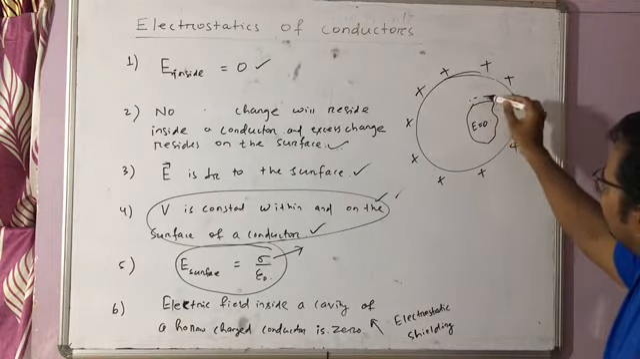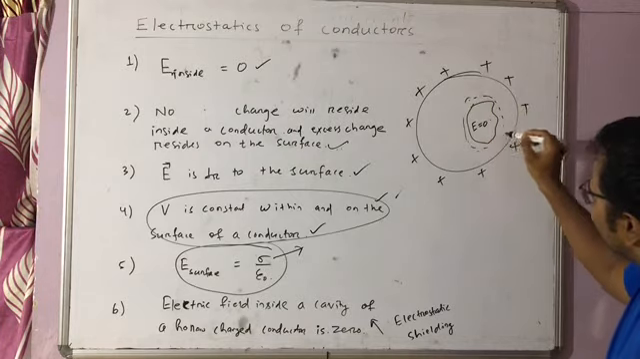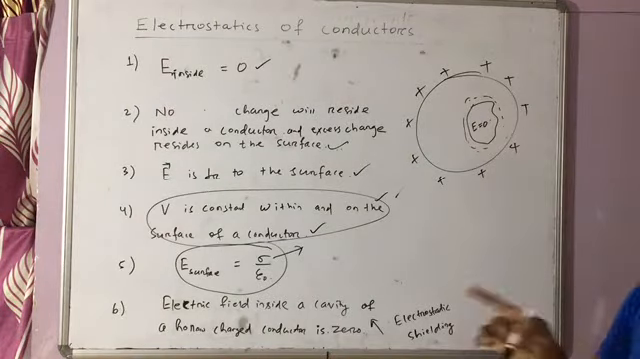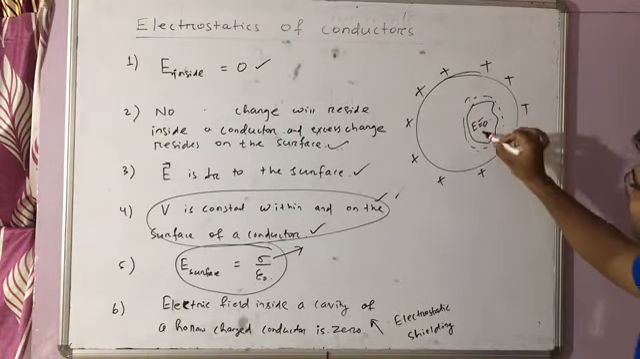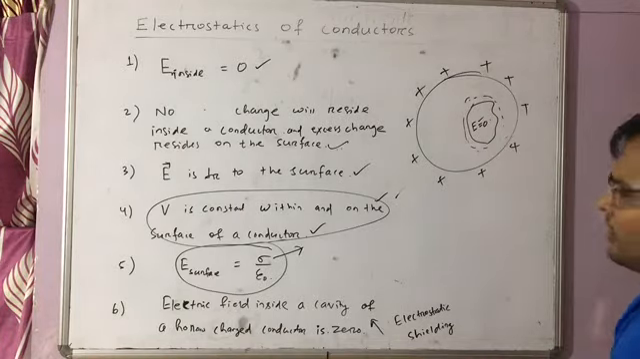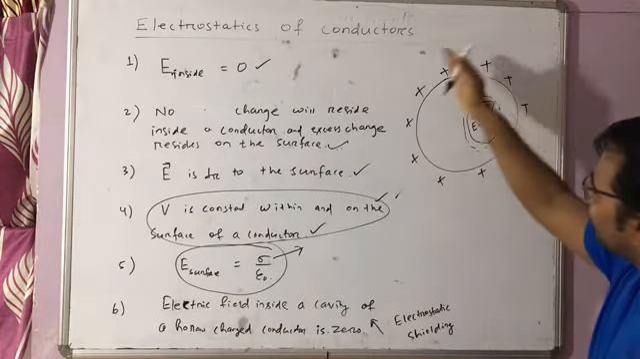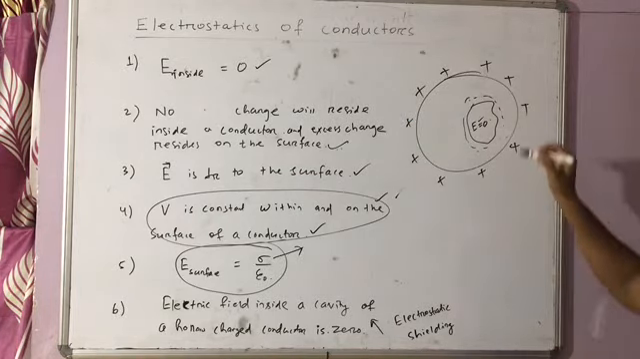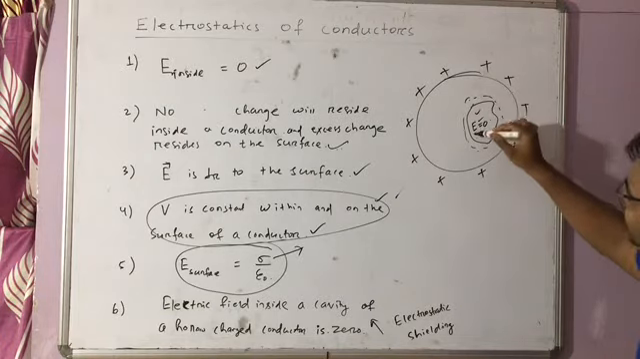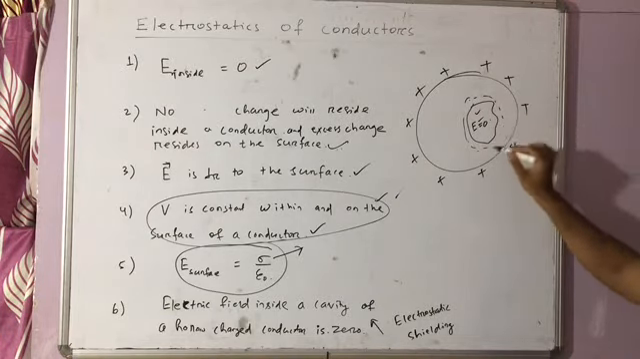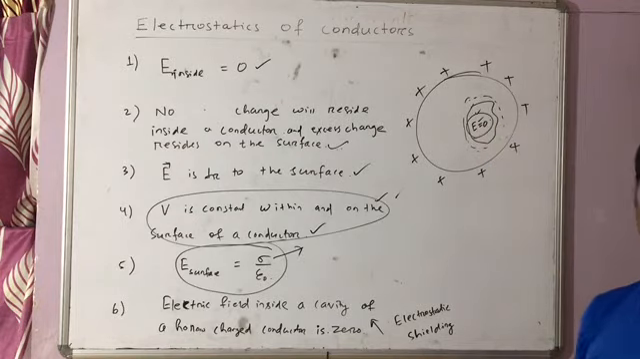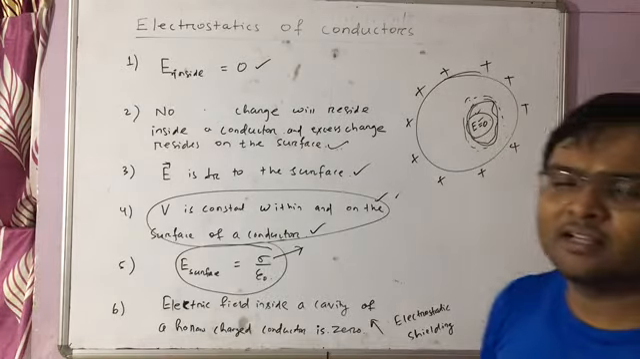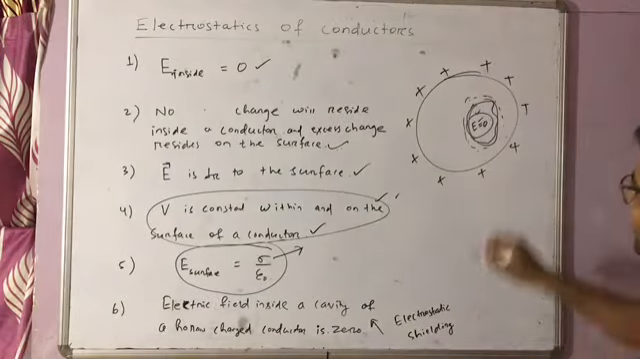Why? Because if you take a Gaussian surface, it encloses no charge at all. So if you apply Gauss law, you get the field inside this cavity as 0. Clear? This region is free from the outside electric field. Any outside electrical influence won't affect this region, as the electric field is 0 there. This region is shielded from the outside electric interaction. That's what we can say.